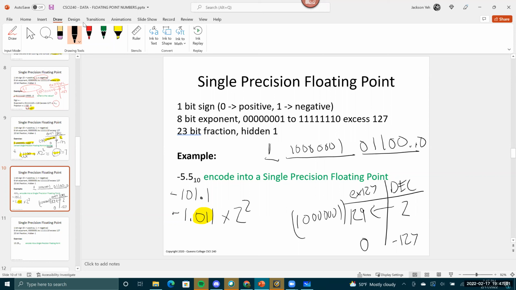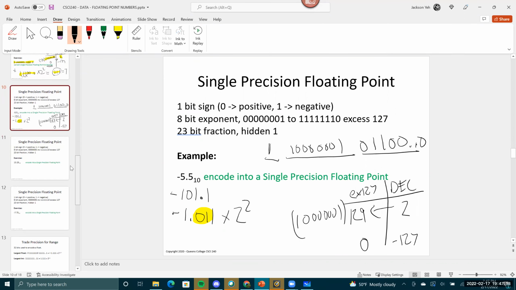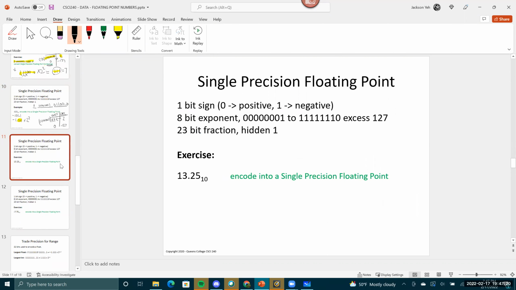If you'll see me write it like that, it's because I don't want to draw out 19 zeros. That's the reason I just put dot dot dot. This just means that we know there's a whole bunch of zeros there, and that's going to be sufficient for this class. All right. So now I want you to spend a few minutes and try to do this one on your own. 13.25. Please encode that into a single precision float.